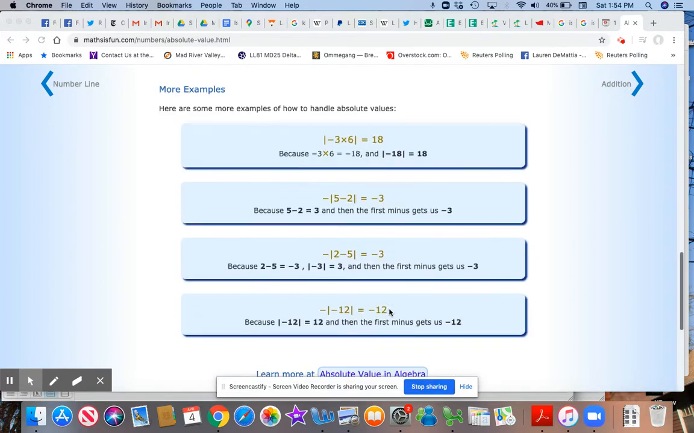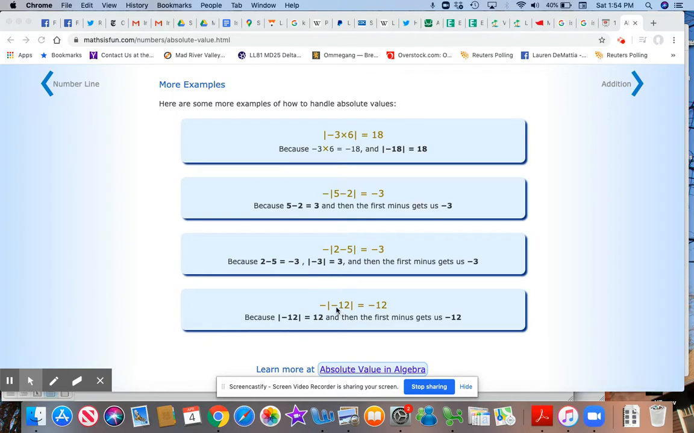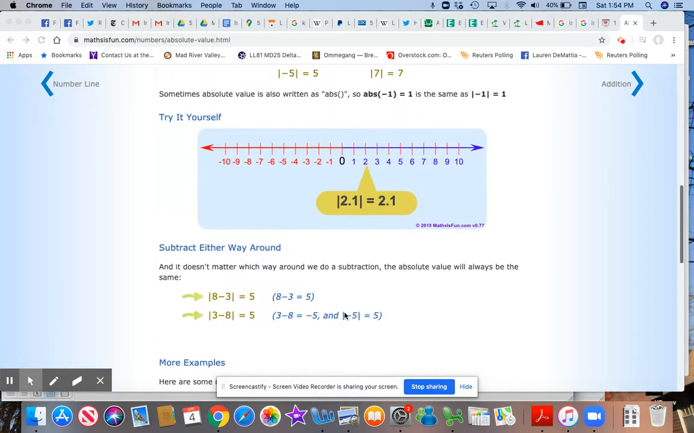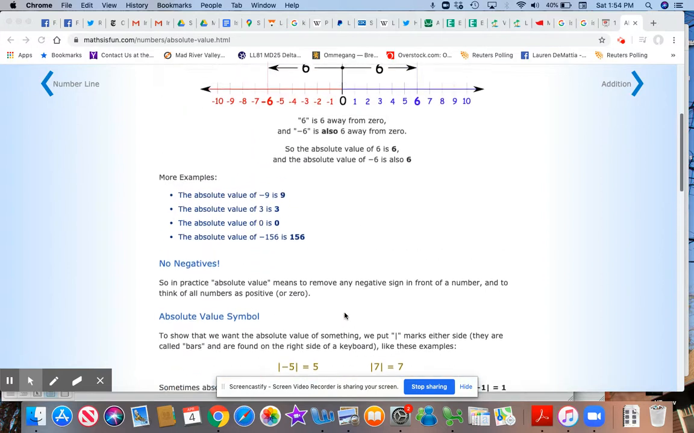It's also -3. And then finally, -12, but this is -12 inside the absolute value. That makes it +12 inside the absolute value. Times -1 is -12. So you'll be doing those kind of questions. So they'll be adding and subtracting.